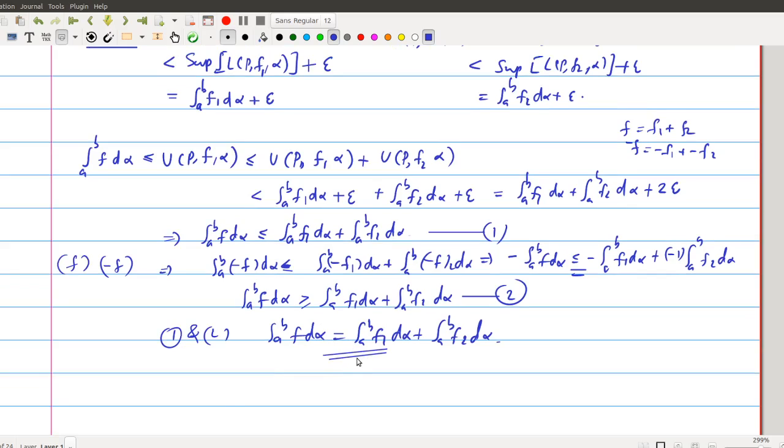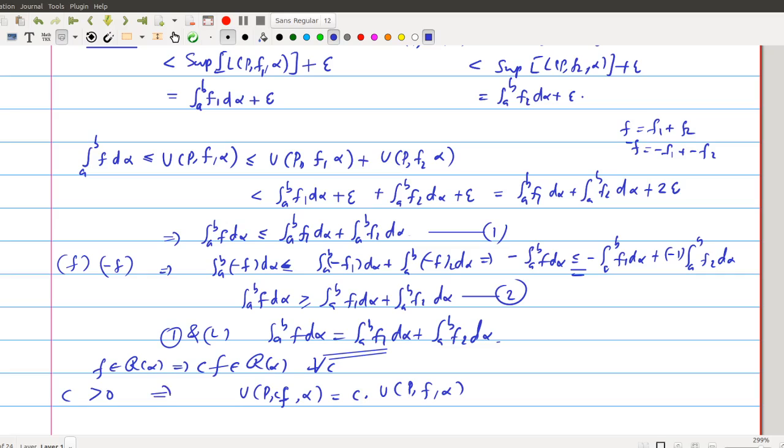Okay, now what we have to do is, as mentioned earlier, if f belongs to R(alpha), what did we prove? We proved that cf belongs to R(alpha) for every c. Now we consider the integral of this. How will you get the integral? We already proved that U(P, cf, alpha) is equal to c times U(P, f, alpha) if c is greater than 0.